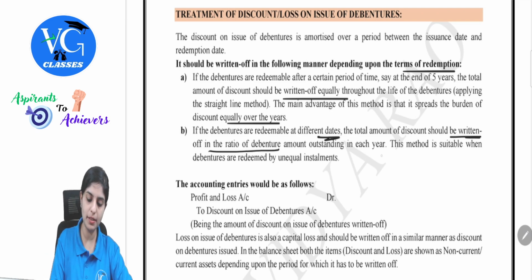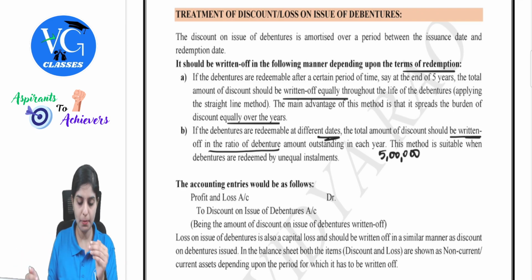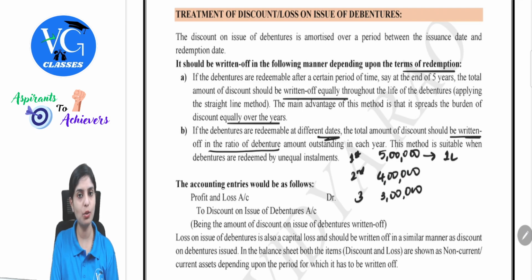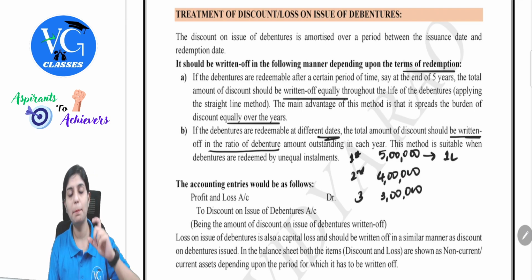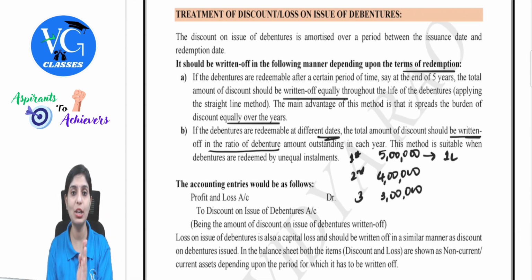Because ultimately, assume for example 5 lakh is the total issue of debentures. Now this 5 lakh they decide to repay every year in equal installments. So if I have to divide it over 5 years, every year 1 lakh decreases. So the first year is 5 lakh, the second year will be 4 lakh because 1 lakh would have been repaid, the third year will be 3 lakh, and accordingly it goes on. So here the benefit is consumed in a decreasing trend, so we will also apportion or write off the expense based on the same ratio.